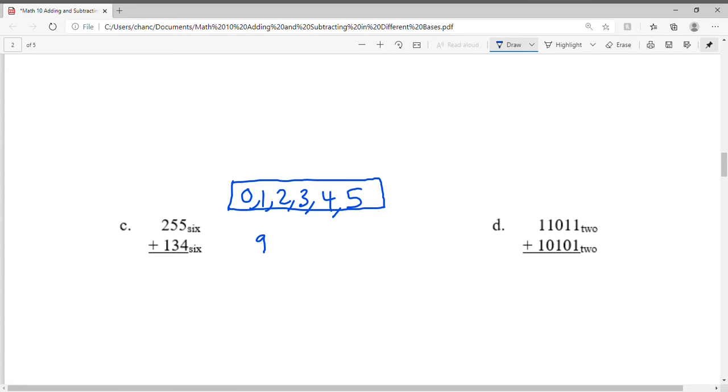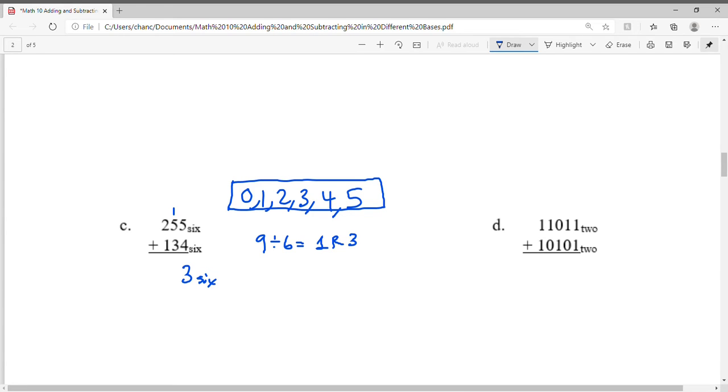Well, 9 does not exist. So let's convert 9 to base 6. Divide that by 6. I get 1 with a remainder of 3. That means we have 3 ones, and then I'll carry 1 six over.